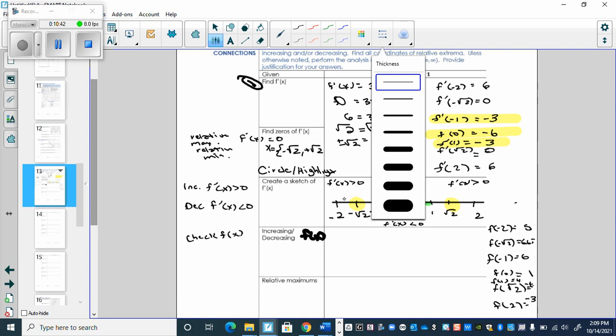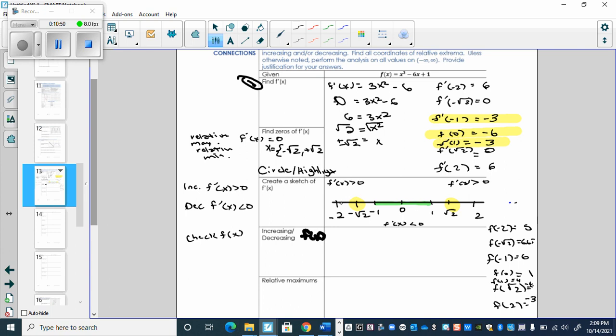So at negative 2 it's positive, and it's still positive. It looks like it increases all the way up to here, where f of x equals 6.65. Okay, so this is a maximum. So I'm going to say a relative maximum at negative square root of 2, comma 6.65. This is a relative maximum.